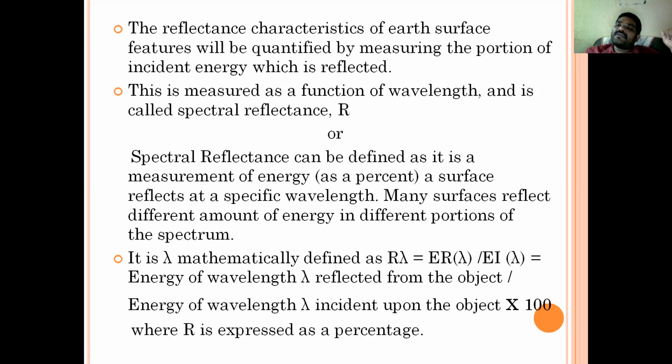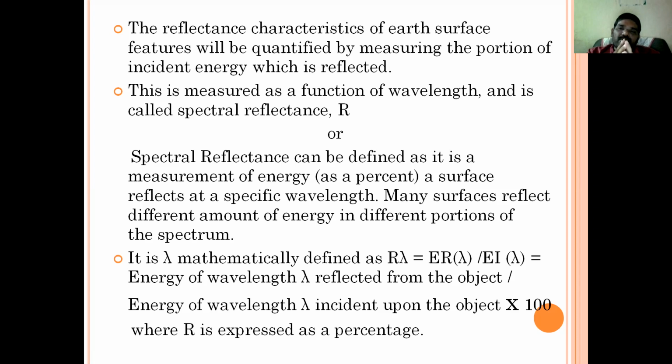The reflectance characteristics of earth surface features will be quantified by measuring the portion of incident energy which is reflected. All the measurements will be made this way. In the second point, this is measured as a function of wavelength and it is called spectral reflectance. What is spectral reflectance? Measuring the reflected energy with respect to the wavelength is called spectral reflectance.